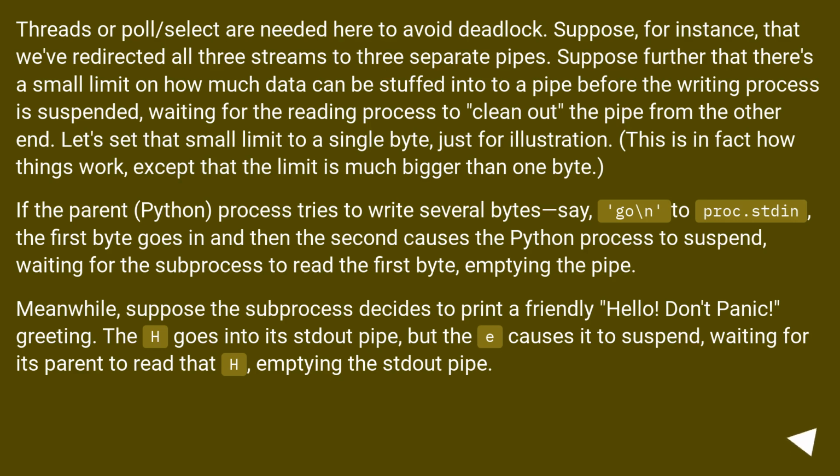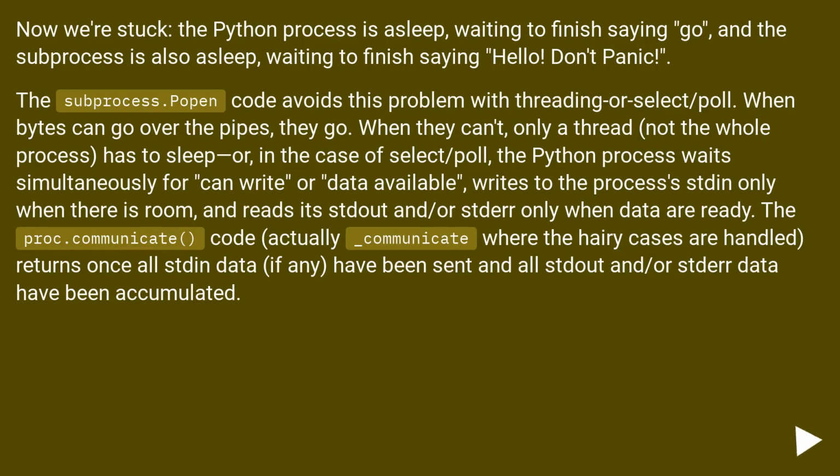If the parent Python process tries to write several bytes, say, "go\ntao" to proc.stdin, the first byte goes in and then the second causes the Python process to suspend, waiting for the subprocess to read the first byte, emptying the pipe. Meanwhile, suppose the subprocess decides to print a friendly hello. "Don't panic. Greeting." The H goes into its stdout pipe, but the E causes it to suspend, waiting for its parent to read that H, emptying the stdout pipe. Now we're stuck. The Python process is asleep, waiting to finish saying go, and the subprocess is also asleep, waiting to finish saying hello. Don't panic.